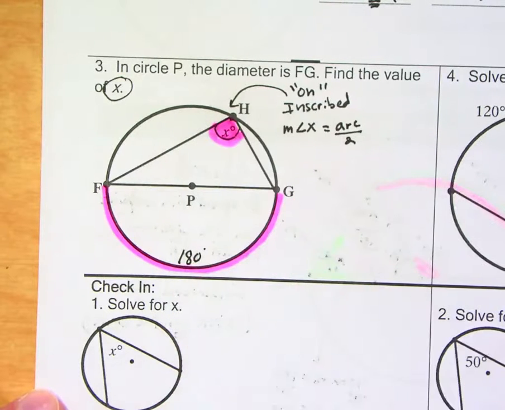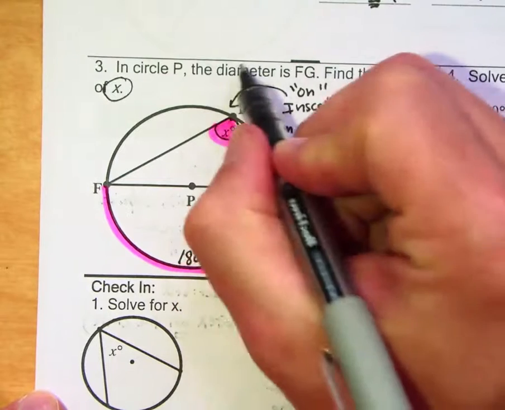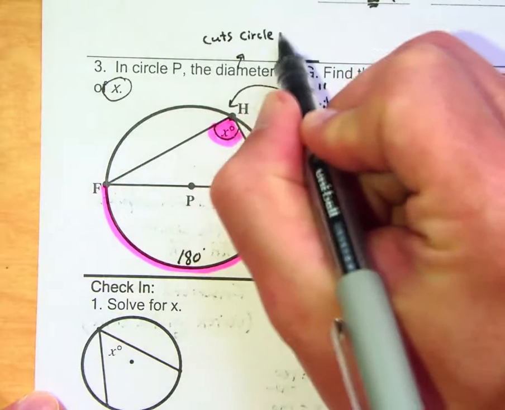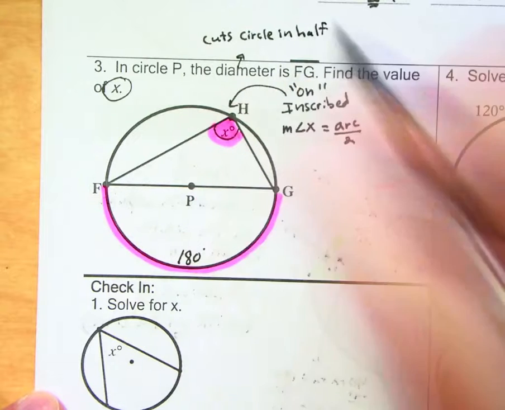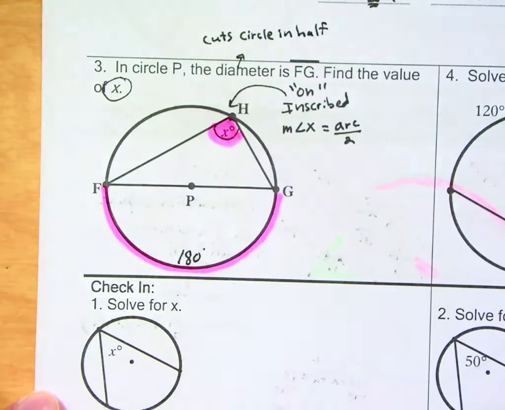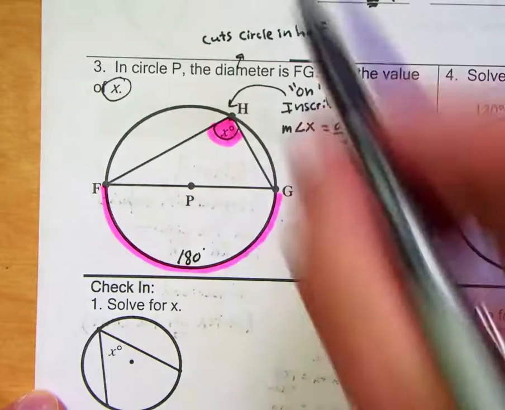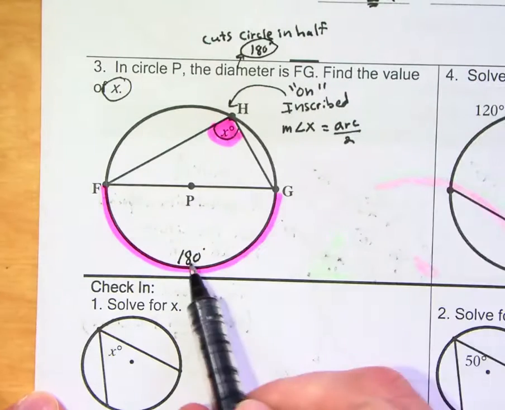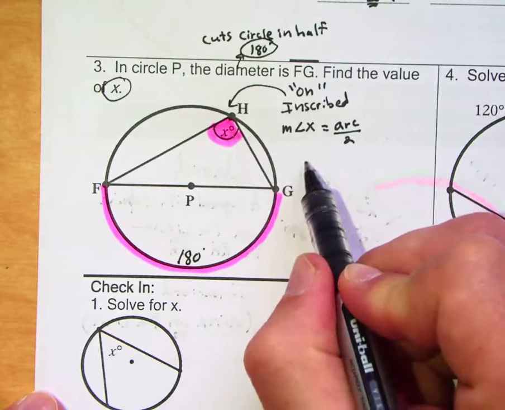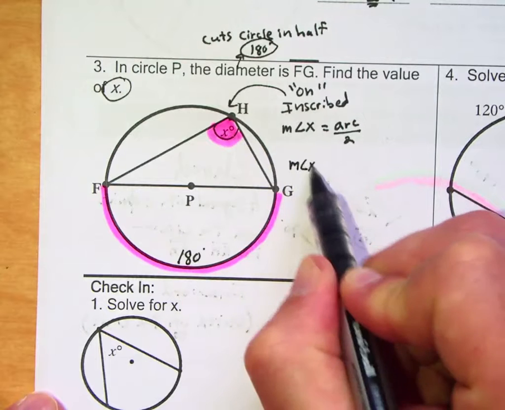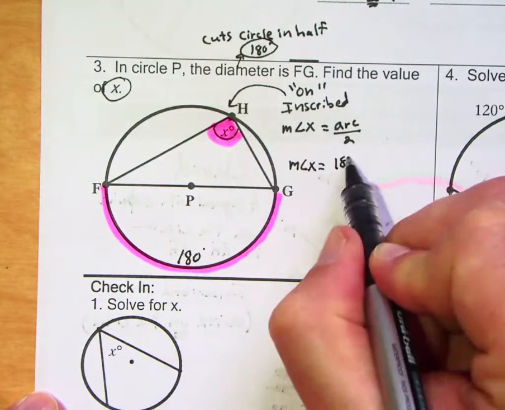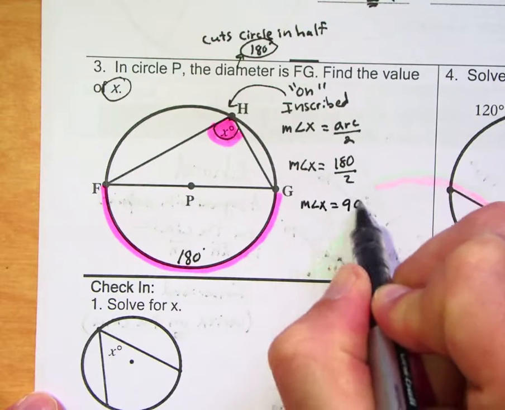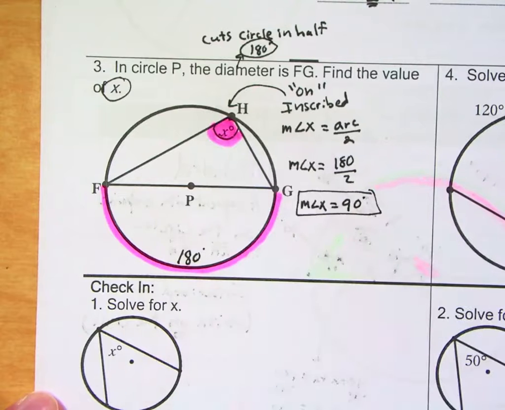And that's a key. When you see a diameter, you know this cuts the circle in half. So that's something we're going to have to remember whenever we see a diameter built into the problem. So basically you're thinking 180 degrees, and that's what that is. So the measure of angle x then is equal to half of the 180. So the measure of angle x is equal to 90. And that's kind of cool. That's a 90-degree angle right there.